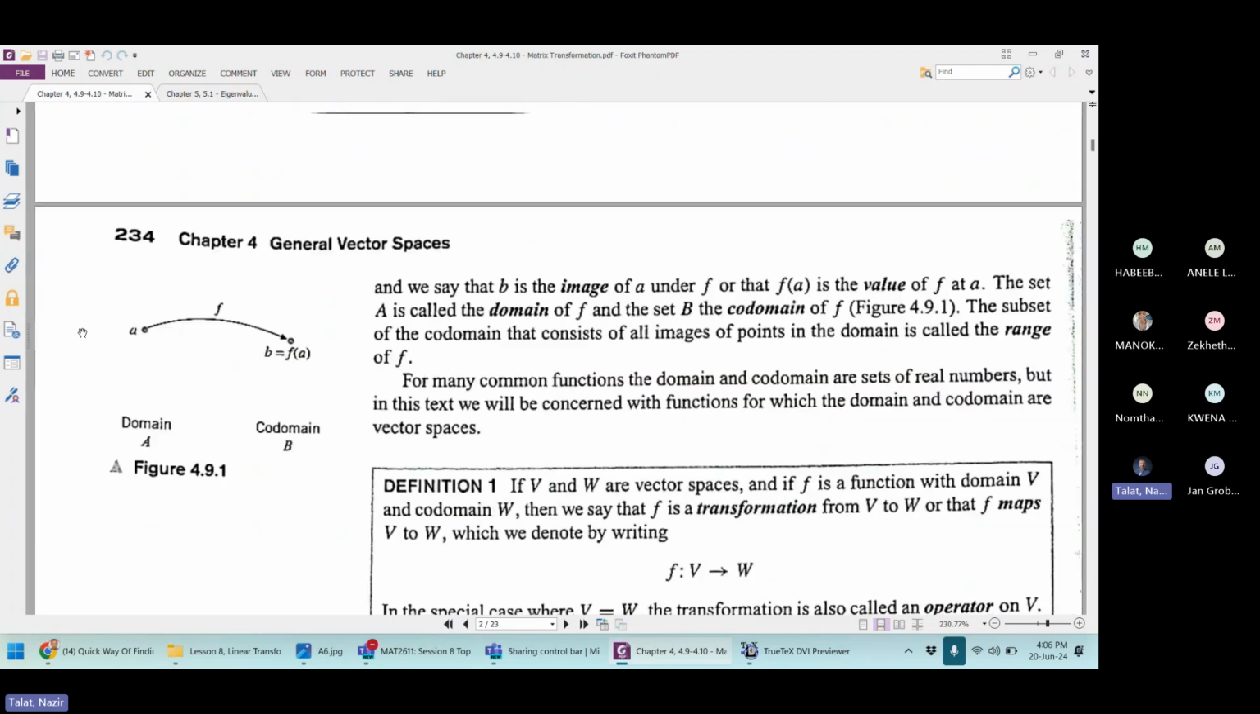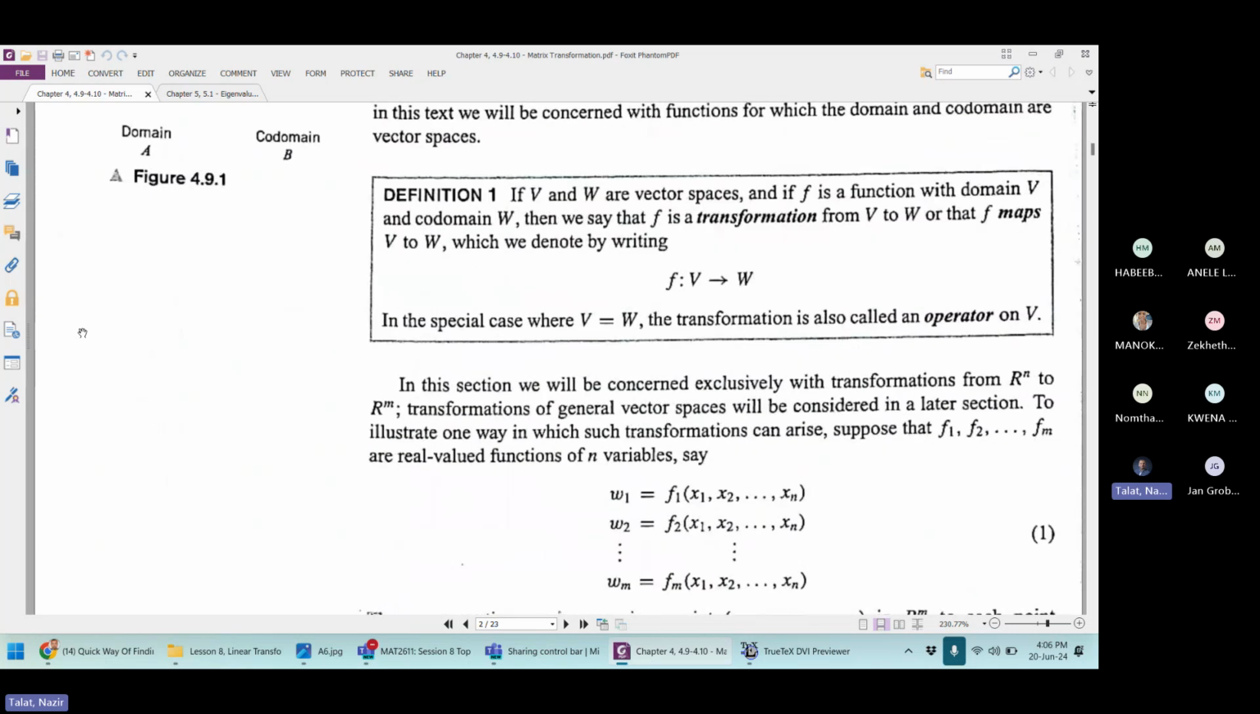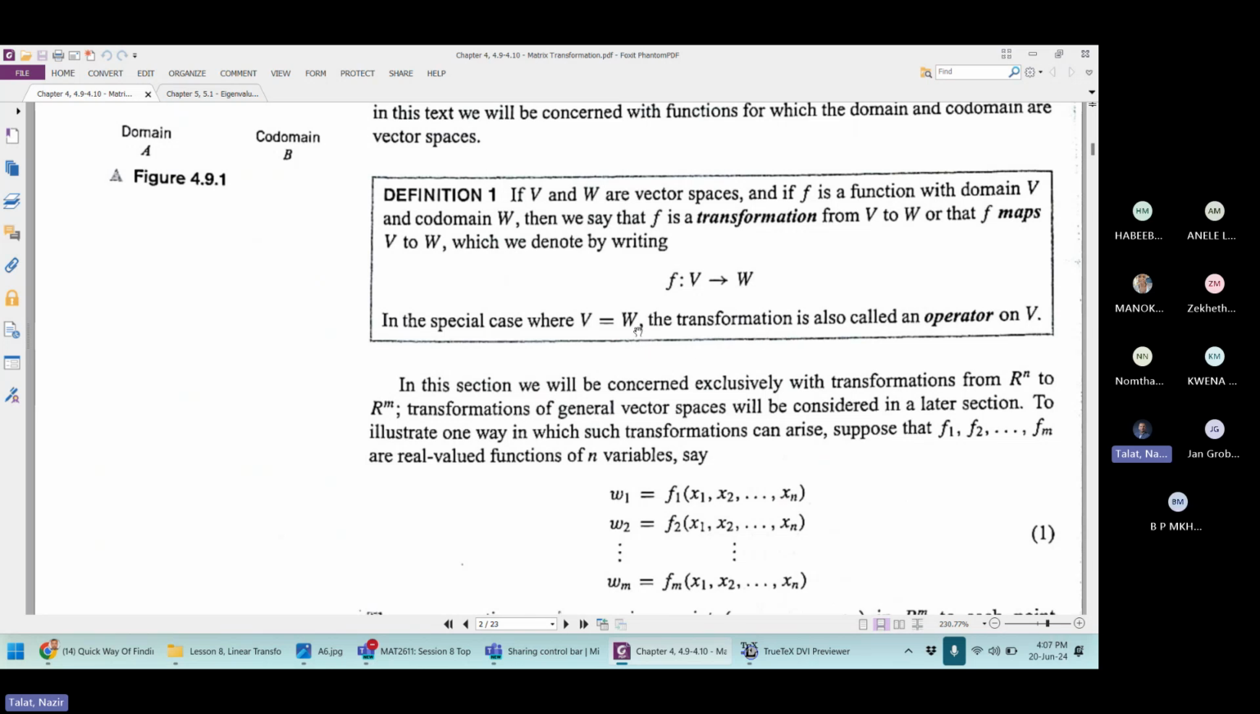For instance, this is an important transformation about vector spaces. If V is a vector space and W is another vector space, and F is a function or a mapping, which is a transformation from V to W, it takes the value from one vector space V and transforms the values to another vector space W. There is a special case when V is equal to W, and then we call this transformation an operator. Now remember that in this way we can also use the transformation if we take AX is equal to B.